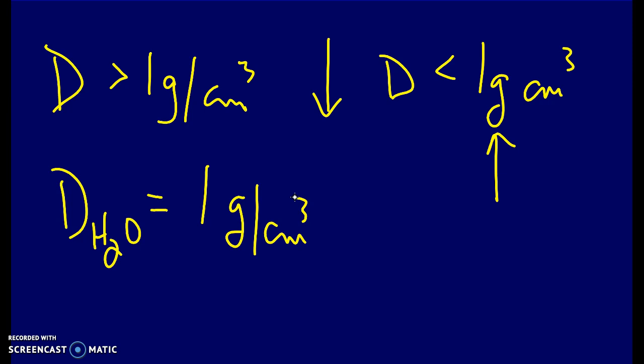Anything that has a density less than 1 gram per cubic centimeter is going to float. Oil is an example of that. And anything with a density greater than 1 gram per cubic centimeter is going to sink. An example of that would be a piece of metal. Well, maybe not any metal, but most metals will sink, right? So this is how we go.